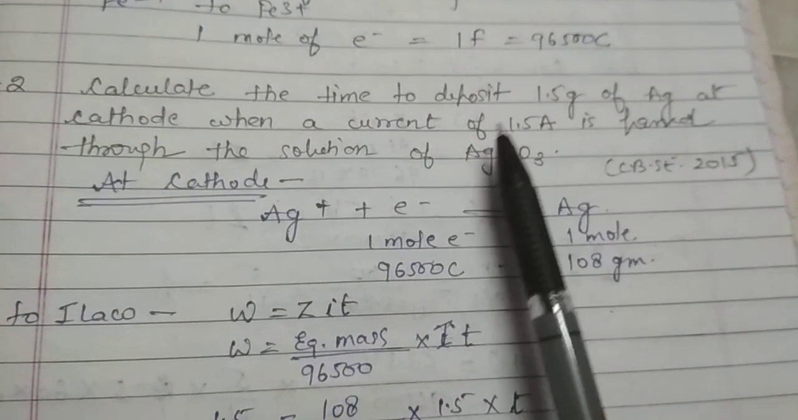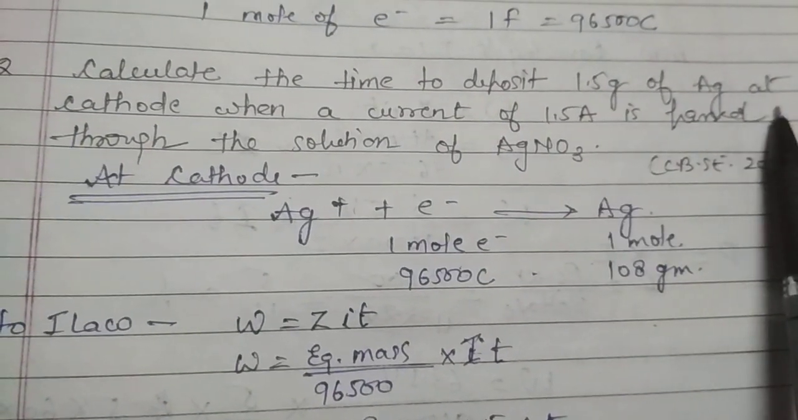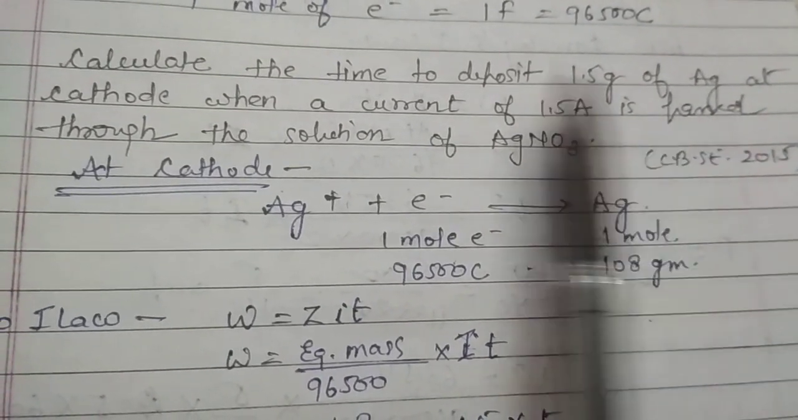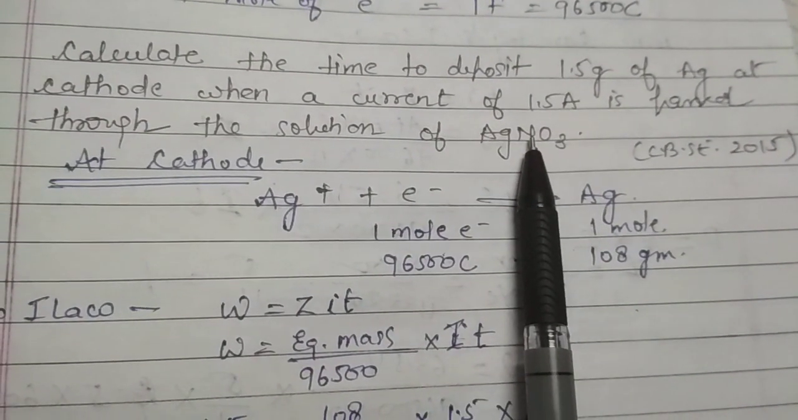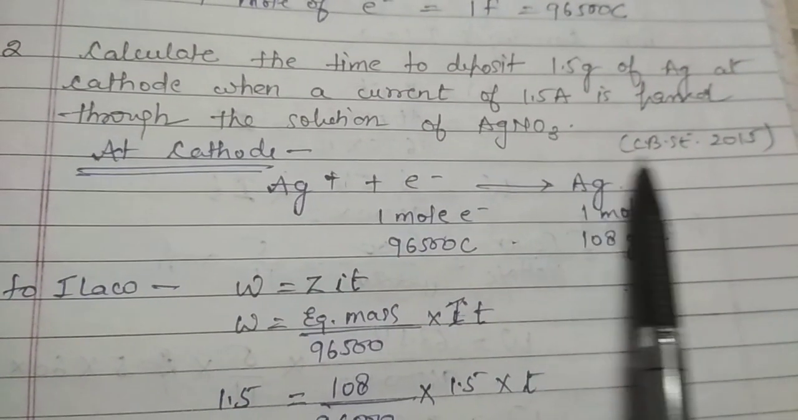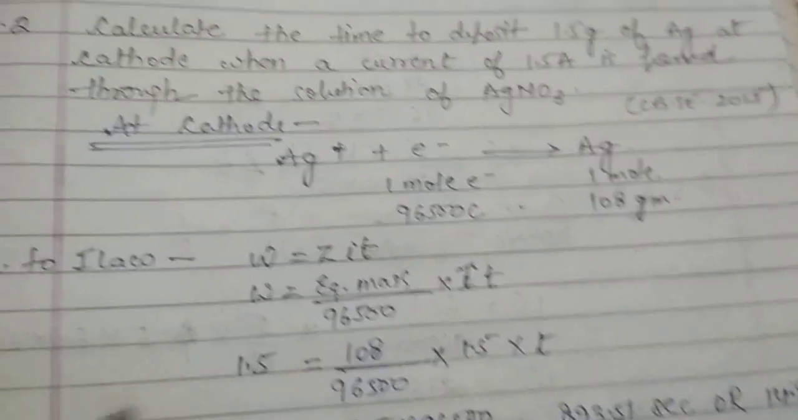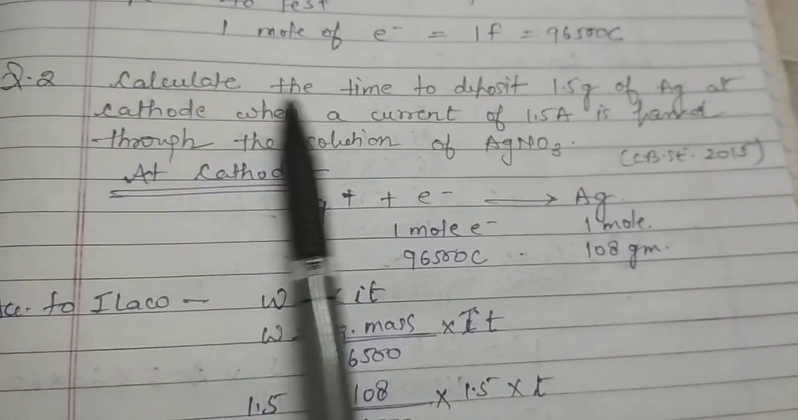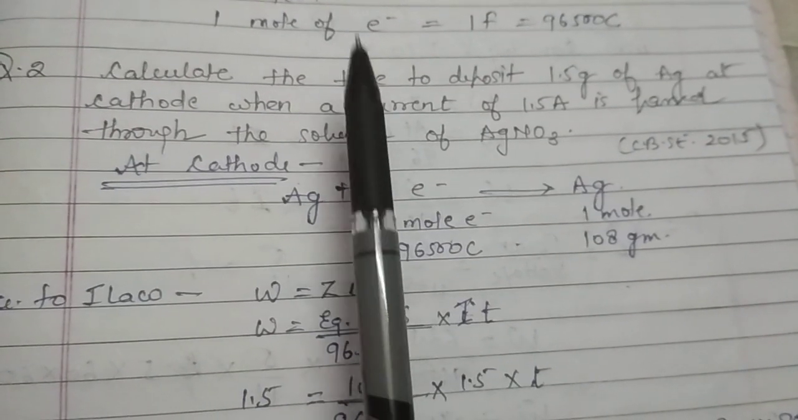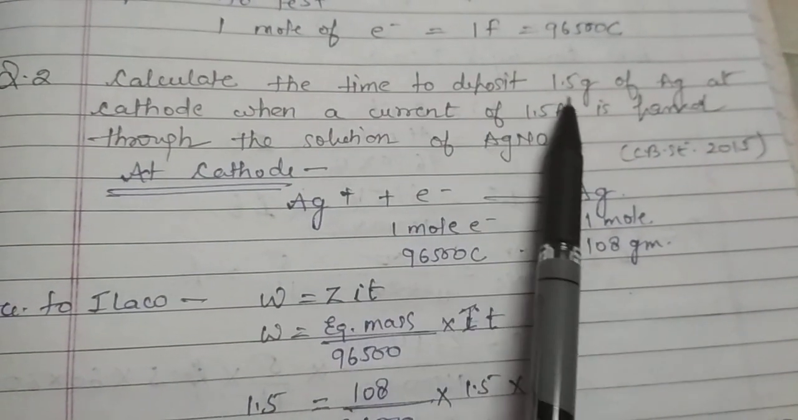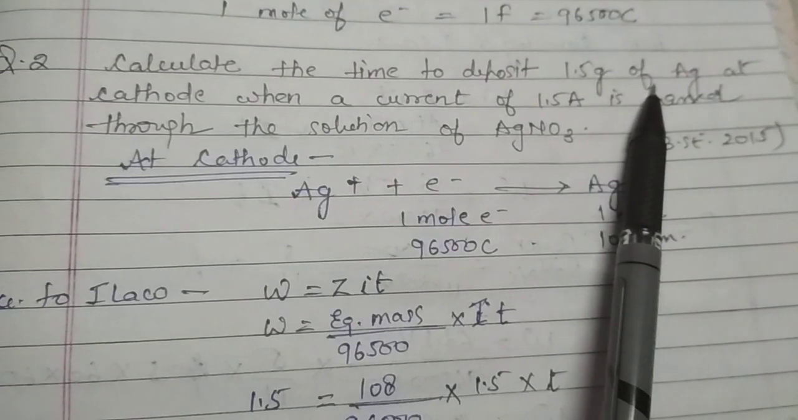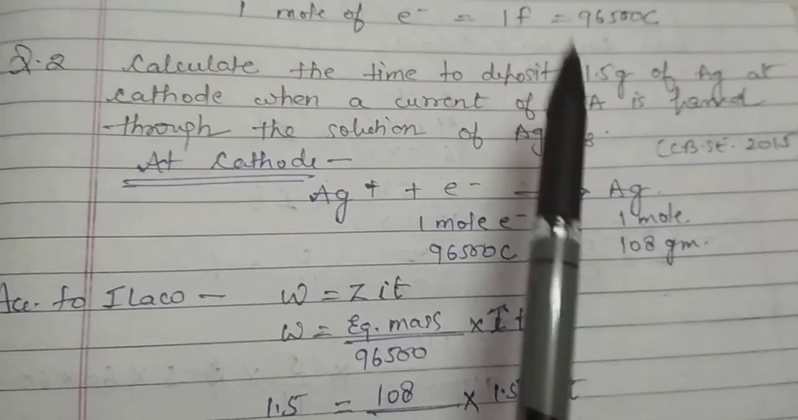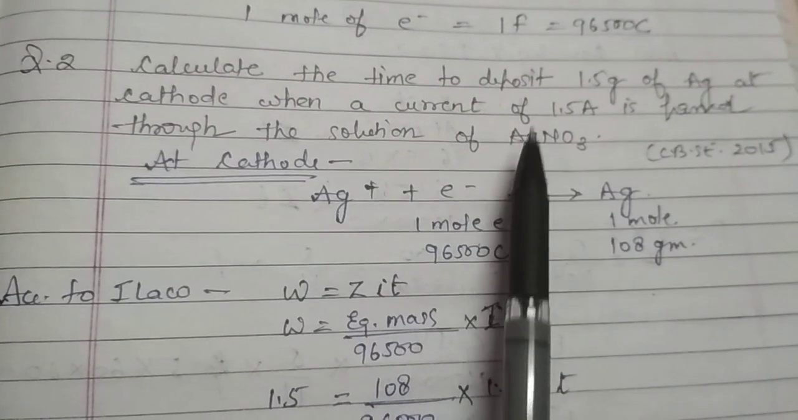Calculate the time to deposit 1.5 gram of silver at the cathode when a current of 1.5 ampere is passed through the solution of silver nitrate. That is the question that was asked in 2015 also. So let's see what is being asked. We are asked the time required to deposit 1.5 gram of silver. We have been given the current passed through the electrolyte, and the electrolyte is silver nitrate.